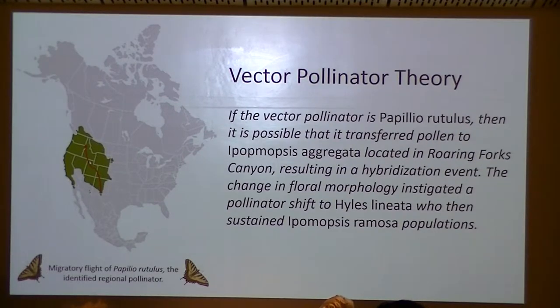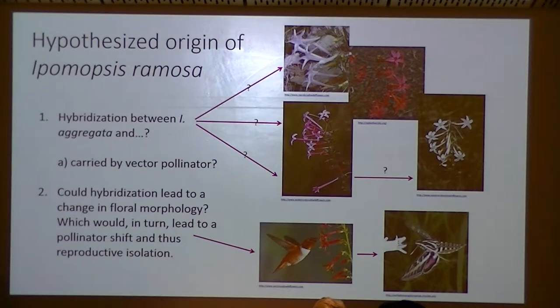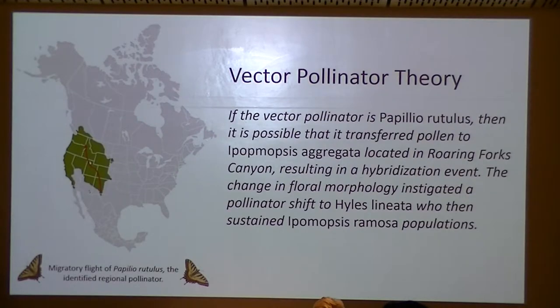Okay, this brings us back to the Papilio rutilis and the western tiger swallowtail. When we examine the last slide, as Shilah stated, these guys are pretty narrow endemic, so the probability of them hybridizing in Roaring Forks Canyon with Ipomopsis aggregata, subspecies aggregata, is highly unlikely. And so for that reason, the pollen candidate that led to the hybridization and the first specimen of Ipomopsis ramosa probably didn't come from this area.